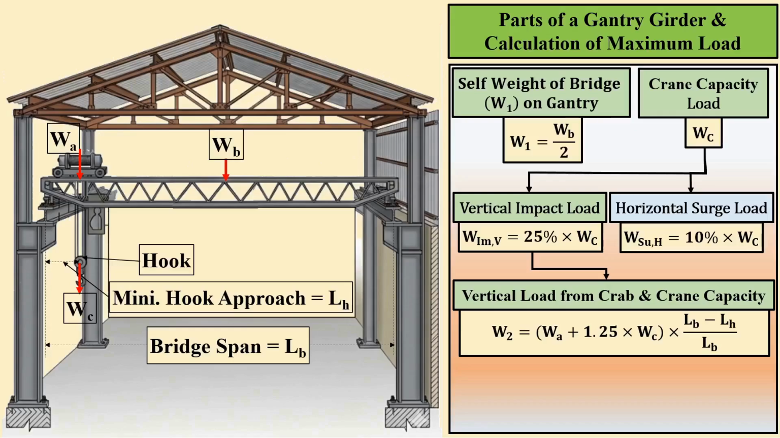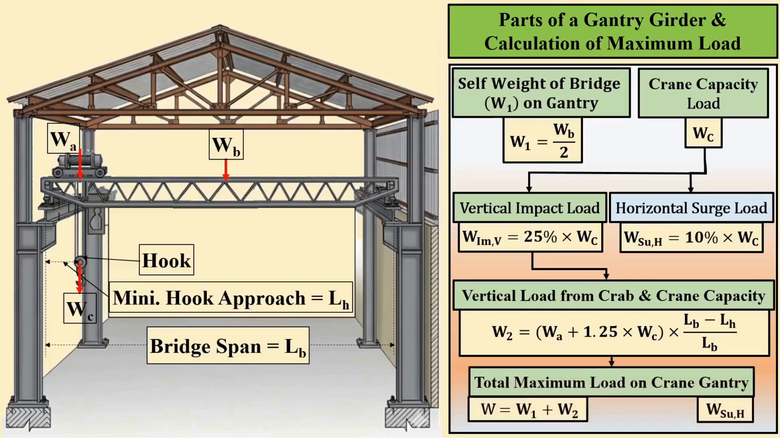By using the factor of 1.25, we have automatically included the 25% vertical impact required for moving loads. Therefore, the total vertical load on the wheels from both the bridge's self-weight and the crane operation is simply W1 plus W2.